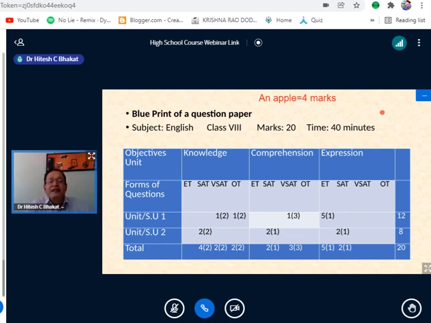Now what I said? I say something about apple, and I have given 4 marks. What are the 4 points you would like to say? Anybody can type in the chat box. That means I am giving 4 marks, so as a student, you are supposed to write 4 different points. What are the 4 points that you want to write about apple?